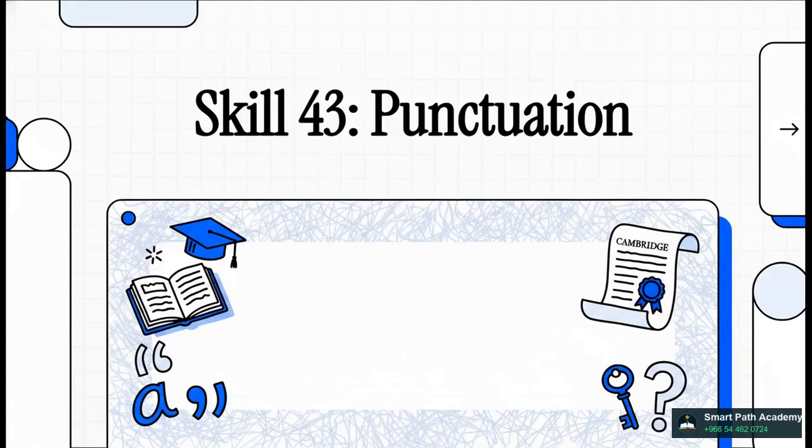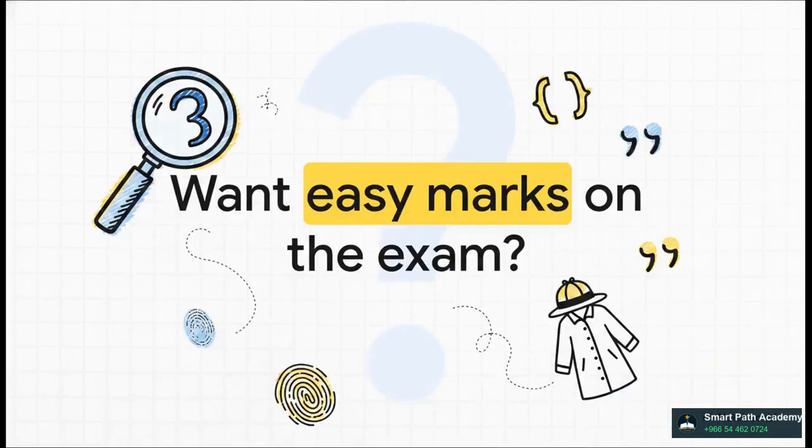Let's jump right in and crack the code of the Cambridge Checkpoint exam. Today's explainer is all about mastering skill 43, apostrophes and direct speech punctuation. So, want to guarantee some incredibly easy marks on your next checkpoint exam? Of course you do. Way too many students leave points on the table over the absolute simplest grammar rules, just because they're rushing. But if we treat punctuation marks like missing clues at a crime scene, you can literally secure those precious Paper 1 points in seconds. Today, we're going to train you to be the ultimate exam detective.